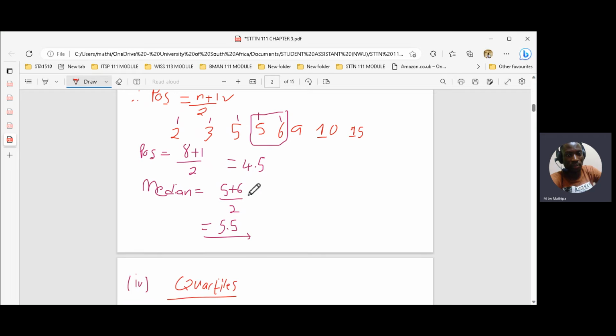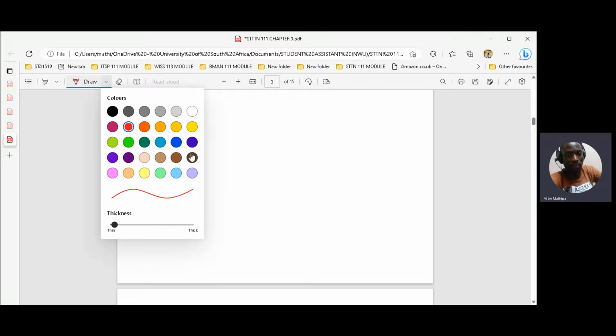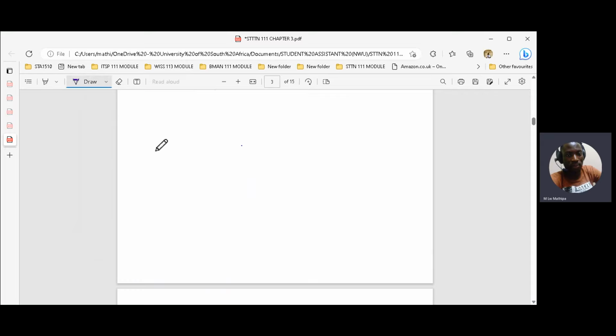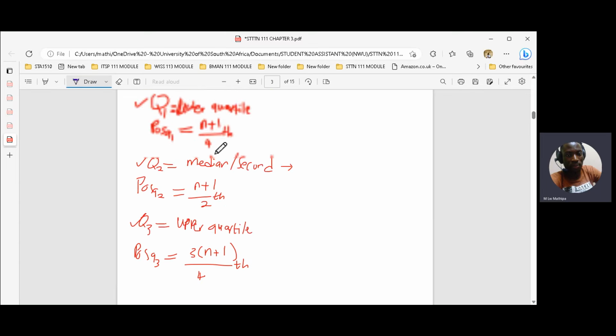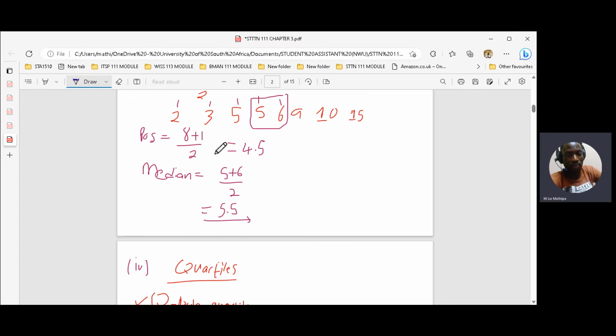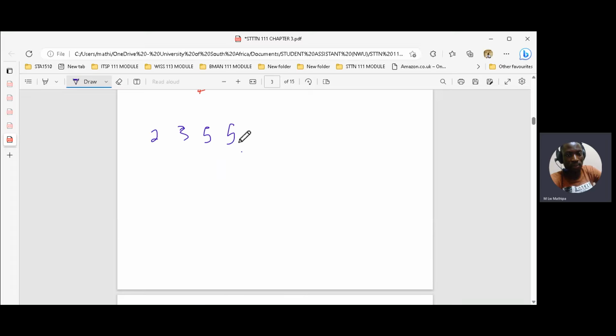I'll start with 2, 3, 5, 5, 5. Okay, let's use this one to calculate Q1. Let's use it, and then we have 2, and then we have 3, and then we have 5, and then we have 5. Okay, 3, 5, 5, 2, 3, 5, 5, 6, 9, 10, 15. Okay, 6. Oh, this was the smaller one.